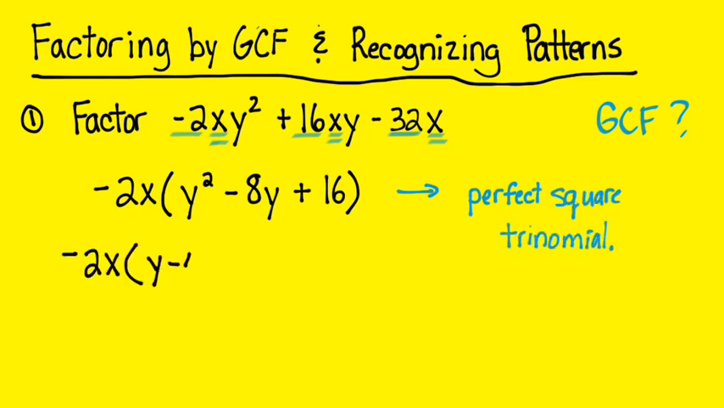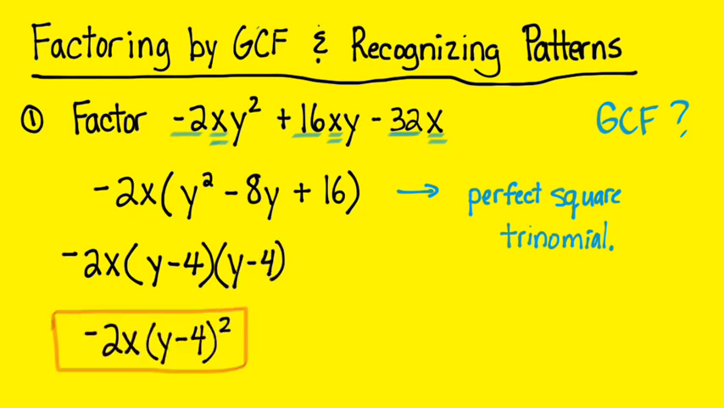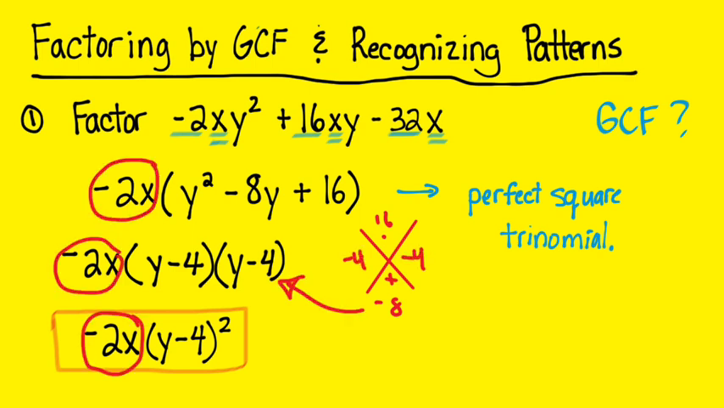If I can't see that, I can always Xbox it to figure that out, right? I could always Xbox, put my 16 in there, and see if it's factorable. What are two numbers that multiply to be 16 and add to be -8? Well, it's -4 and -4. So now I know that it's factored completely.